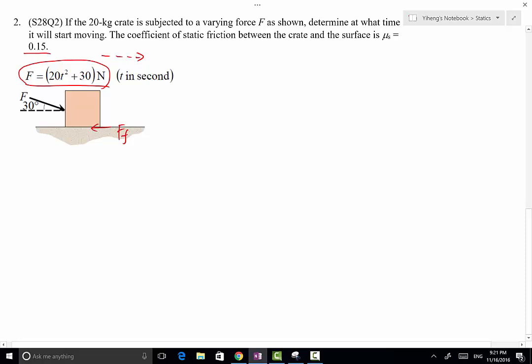But then at this critical moment, this is the instant when the frictional force has reached the maximum static friction. And this is when the box is about to start moving, and we need to solve for the time at that moment. So again, we start with the free body diagram.